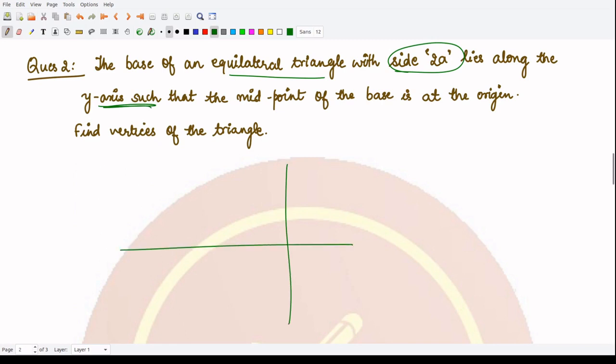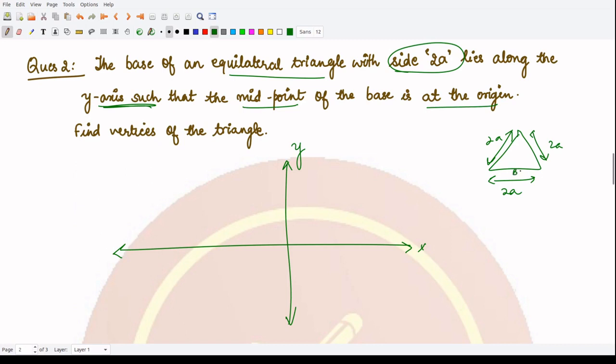Now what you can do is draw a coordinate axis with your y-axis here and x-axis here. They are saying we have an equilateral triangle, therefore each side measures 2a. This is known to us. Now, what is the orientation of this triangle? It is lying with its base such that the midpoint lies at the origin.